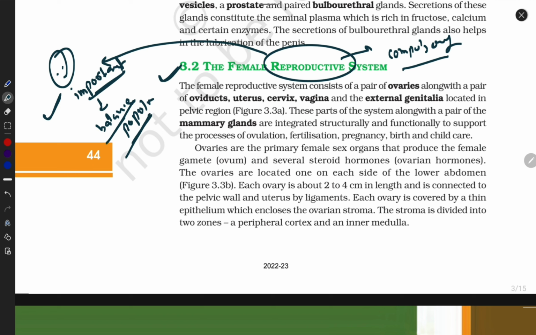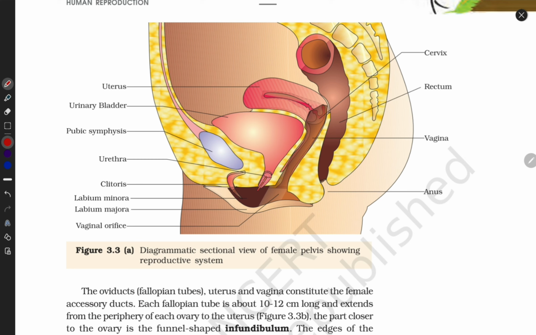Without wasting any time, let's start. What components make the female reproductive system? Ovaries, oviduct, uterus, cervix, vagina and external genitalia. And where is the female reproductive organ system present? The pelvic region. You can also say it is the abdominal region. Now the mammary gland also takes part in the reproductive system. This is the female reproductive system's sectional view.